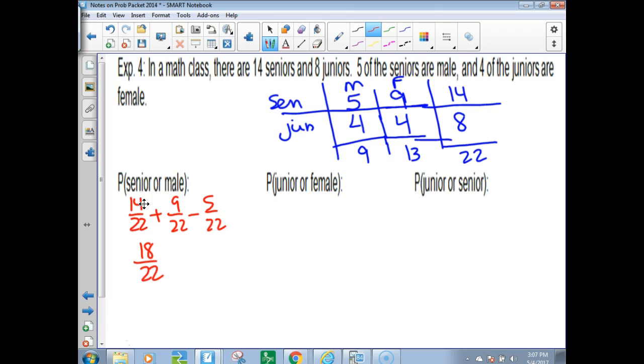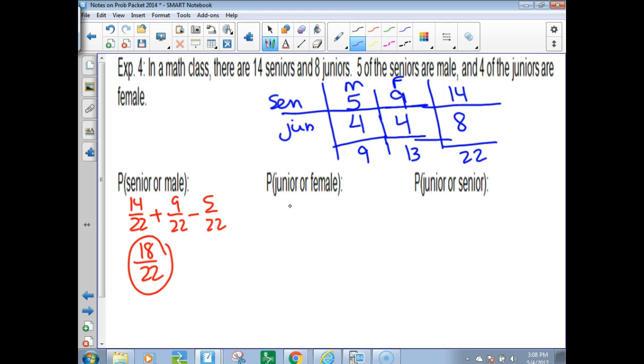23 minus 5. It is 18 out of 22. I don't care which way you get the answer. You can use the common sense or you can do the formula. Okay, let's do this one.